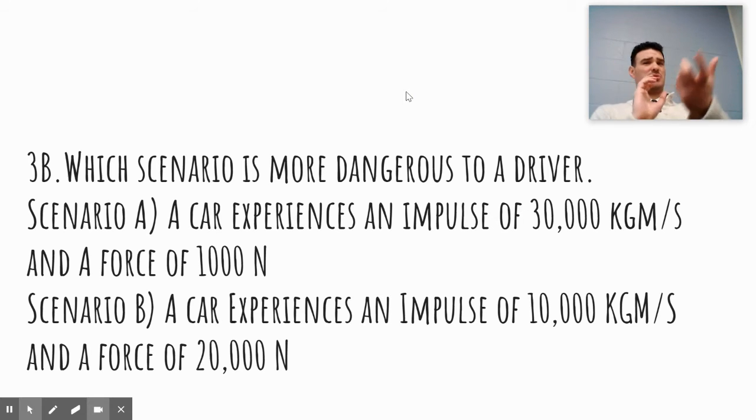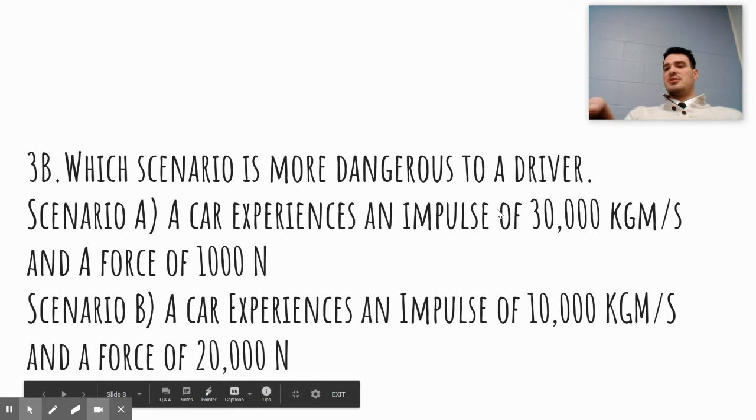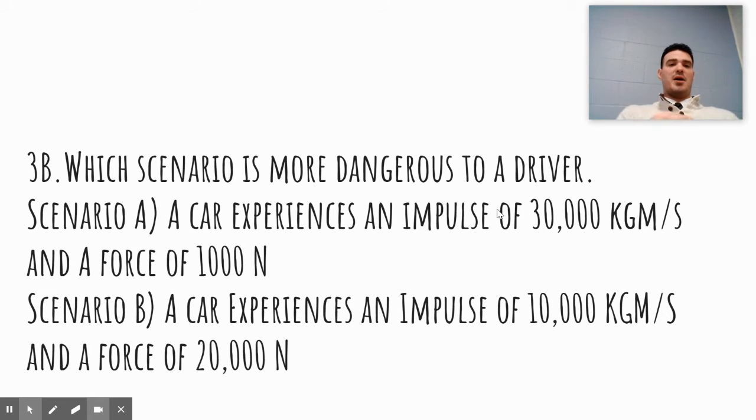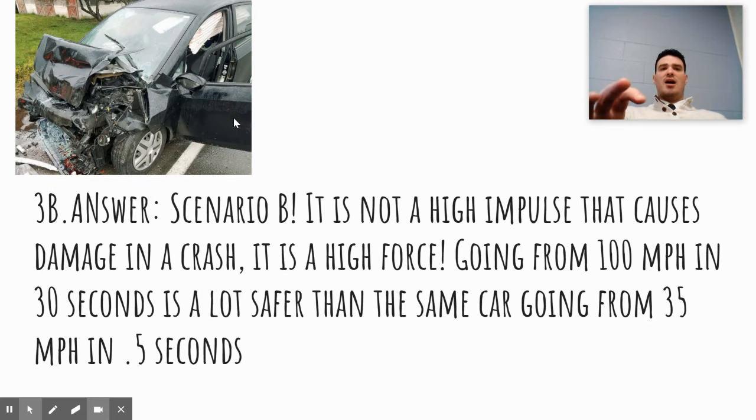Now, this is a similar sort of building off the same idea. Which scenario is more dangerous to the driver? In scenario A, a car experiences an impulse of 30,000 kilogram meters per second and a force of 1,000 newtons, or in scenario B, a car experiences an impulse of 10,000 kilogram meters per second, but a force of 20,000 newtons. So which do you think is more dangerous to the driver, scenario A or scenario B? And our answer is scenario B.